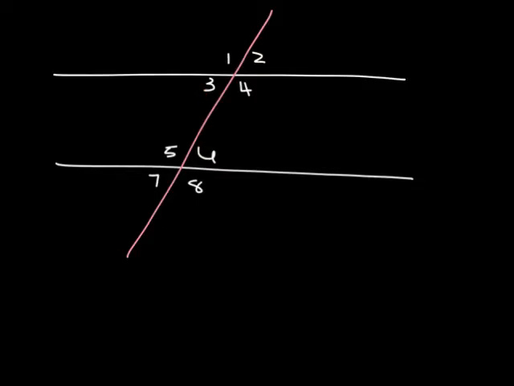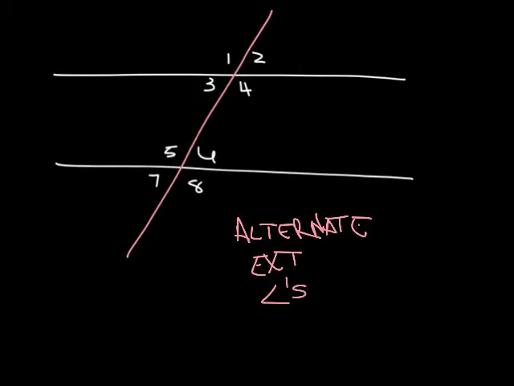We also know some things about these angles. One is called alternate exterior angles. Alternate exterior angles would be these angles right here, 1 and 8. We know that they're congruent to each other. We also know that 2 is congruent to 7. So that's one thing that's pretty important that we know.